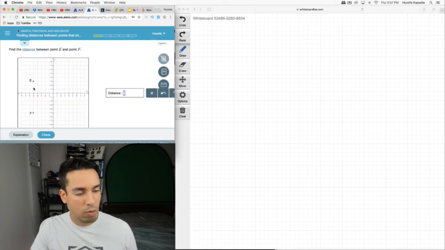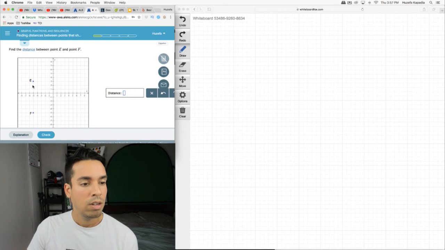Now, if we look at these guys, they're right on top of each other. We now just count the distance going up or down. It doesn't matter which way we go. Remember, distance is that absolute value, so it's not going to be negative. So we go down 1, 2, 3, 4, 5, 6, 7, 8.